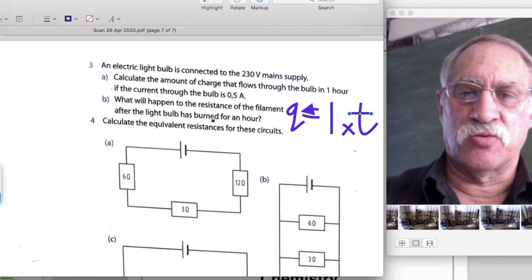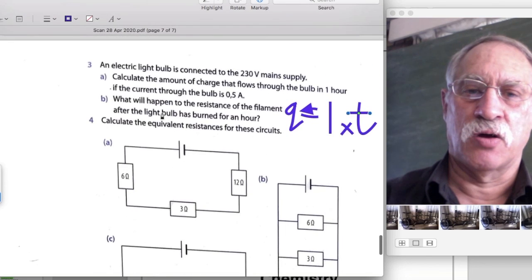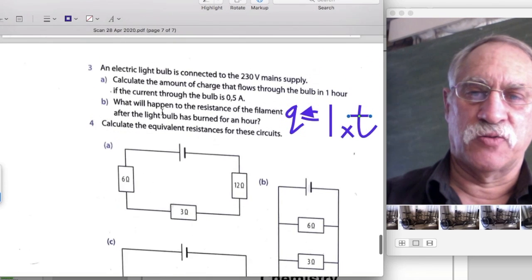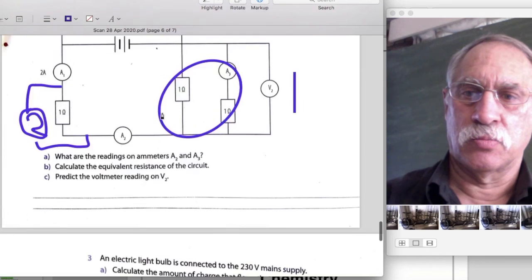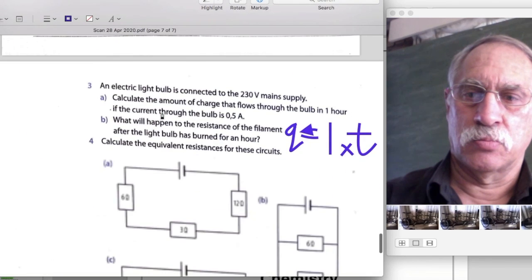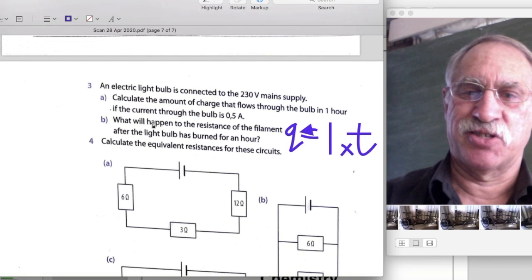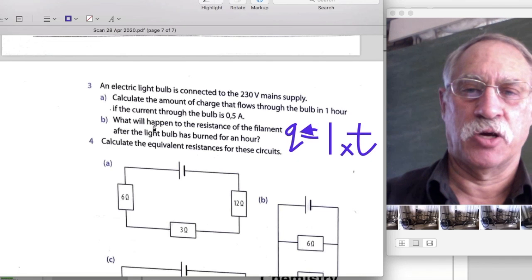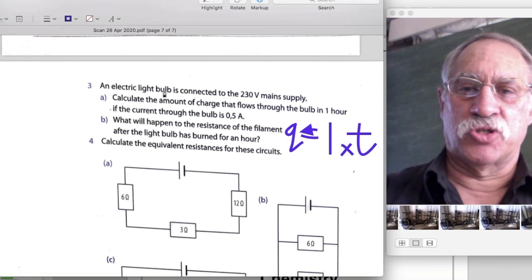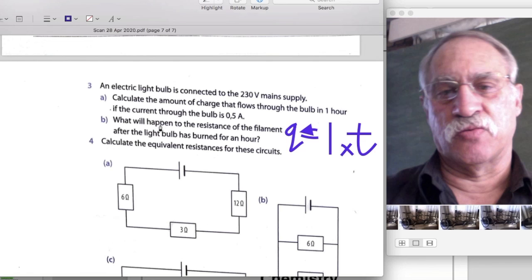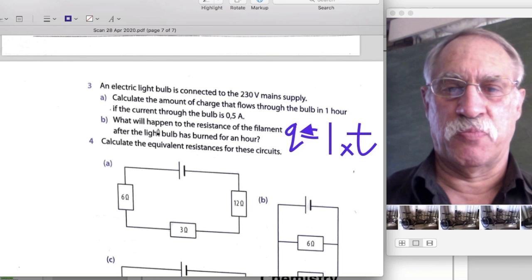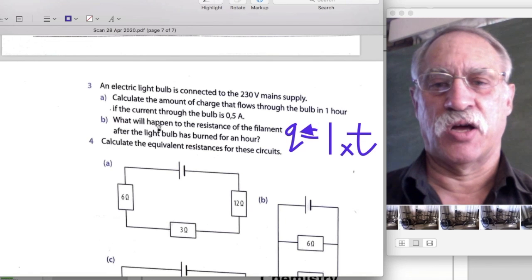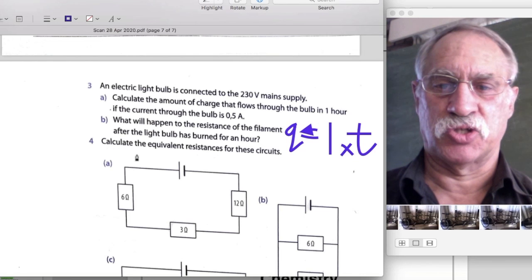What will happen to the resistance of the filament after the light bulb has burned for an hour? Well, where's the filament of the light bulb? Oh, this is just a theoretical light bulb. Okay. So it's just a light bulb. Okay, as it gets hotter, the resistance increases. So what will happen to the resistance? It increases. The hotter something is, the more resistance it's got.